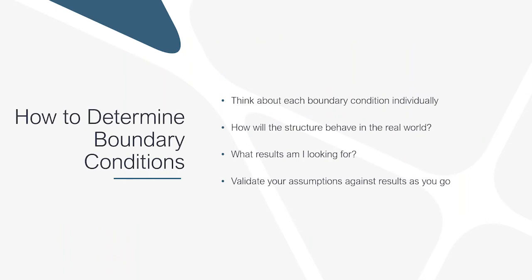How do we determine boundary conditions? Here I've listed just a few of the tips that I use to help me set my boundary conditions. So the first thing I do with every model is I always think through each boundary condition individually. That's not to say that you can't apply them en masse in your program, and we don't have to apply them one by one, but it is good to map it out on paper, look at each one individually, and figure out what's really happening at that location.